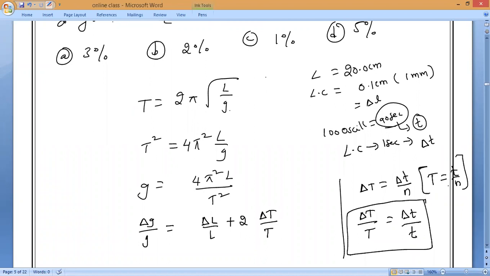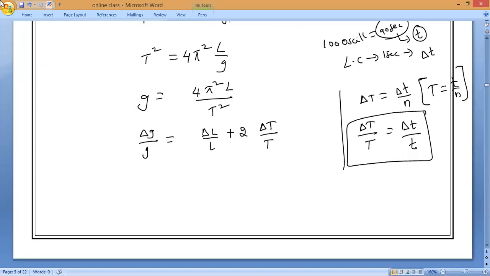Just now I derived this for the previous question. Understood? Yes, sir. So delta L value how much? 0.1 centimeter. L value is 20, plus 2 into delta small t divided by small t. Substitute it: 0.1 divided by 20 into 100 for percentage error, plus 2 into delta t value.